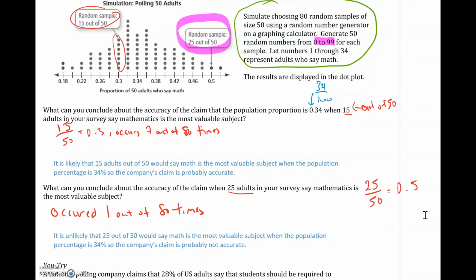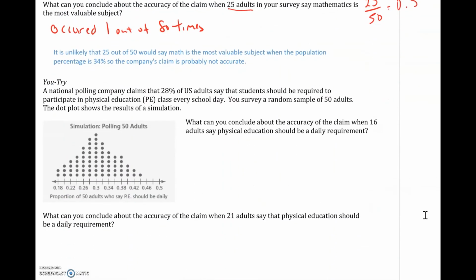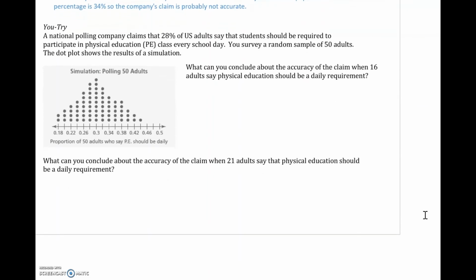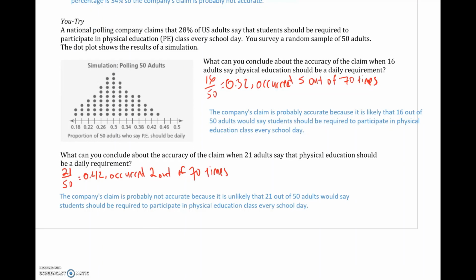Okay, so next, just a short you-try problem for you guys to also analyze this simulation and the claim here that 28% of US adults say students should be required to participate in PE every day. So again, use that simulation and the percentage to base your conclusion on. So you're telling me if the claim is probably accurate or probably not accurate. Again, make sure you're using that keyword probably, because we don't want to say anything with certainty. And here are the answers.